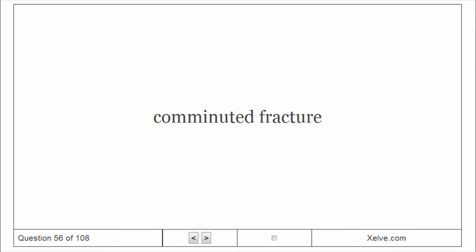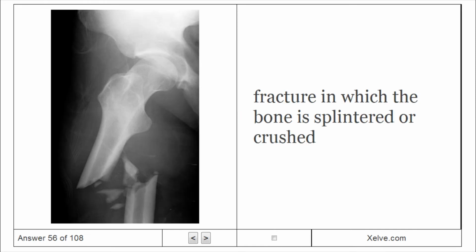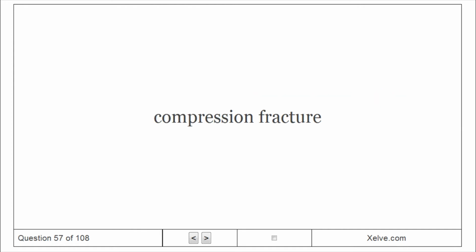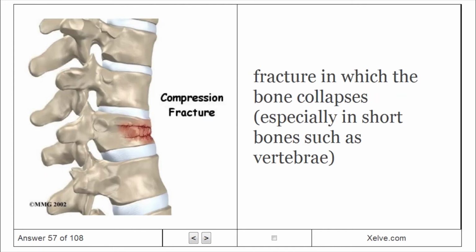Comminuted fracture. Fracture in which the bone is splintered or crushed. Compression fracture. Fracture in which the bone collapses, especially in short bones such as vertebrae.